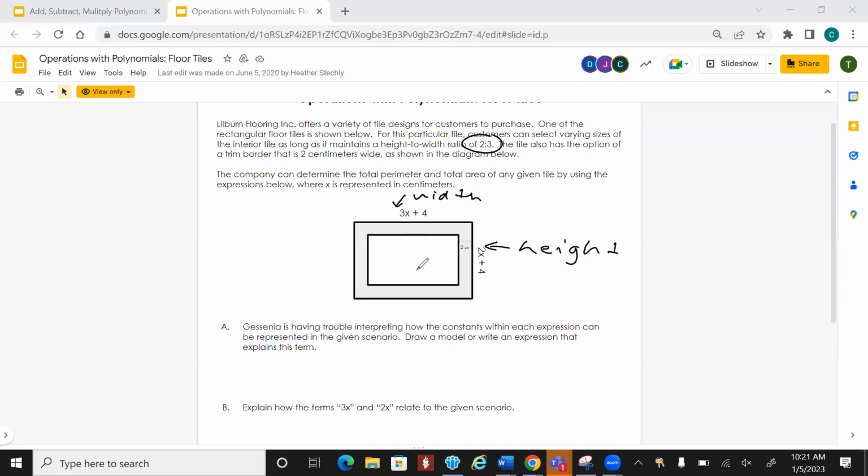Because remember, 4 is the constant. It always starts as a 4x4 tile. Does that make sense? Okay, so 4x4 tile, and then we kind of go out from there. All right, so we already talked about that 3x and the 2x, and it's talking about that height width ratio.